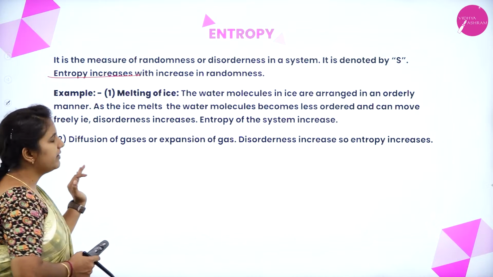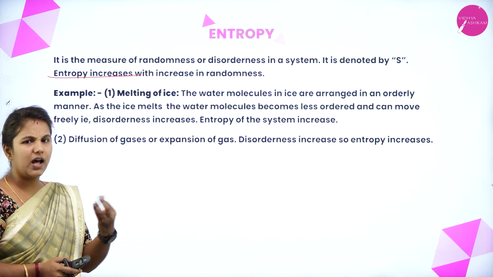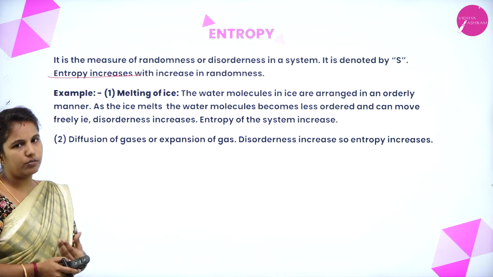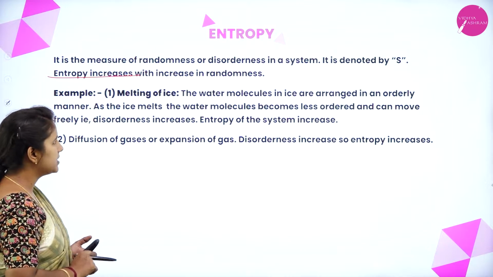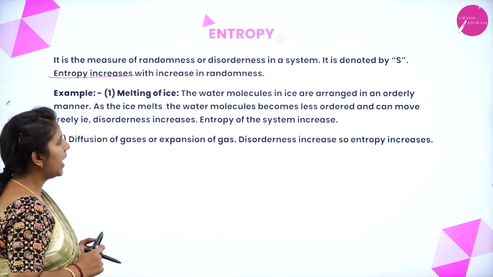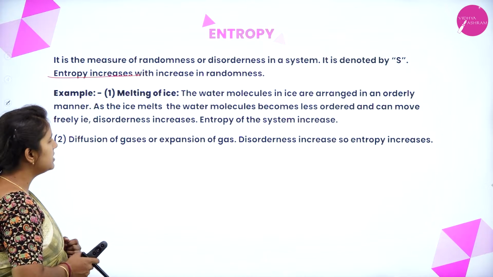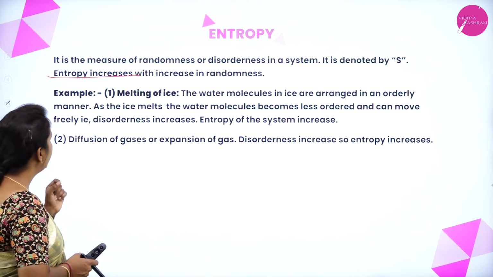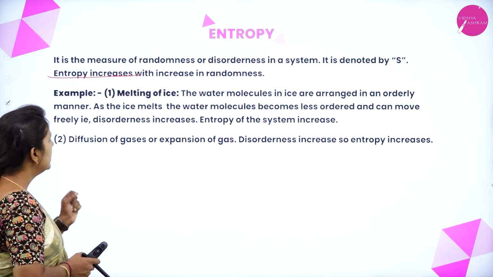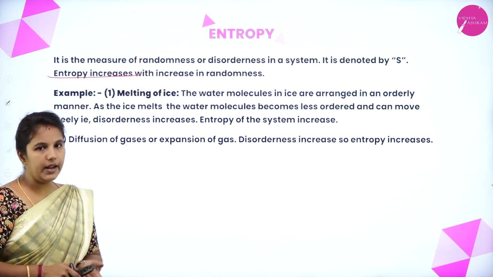We'll see an example so we will understand what randomness or entropy is and why it is called so. The example is melting of ice. The water molecules in the ice are arranged in an orderly manner. As the ice melts into water, the molecules become less ordered and can move freely. That is, the disorderness increases and the entropy of the system increases.